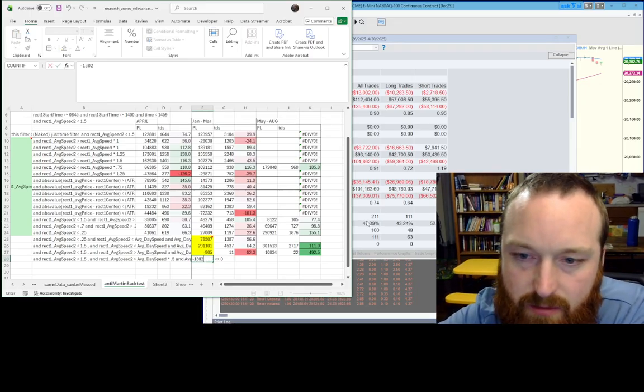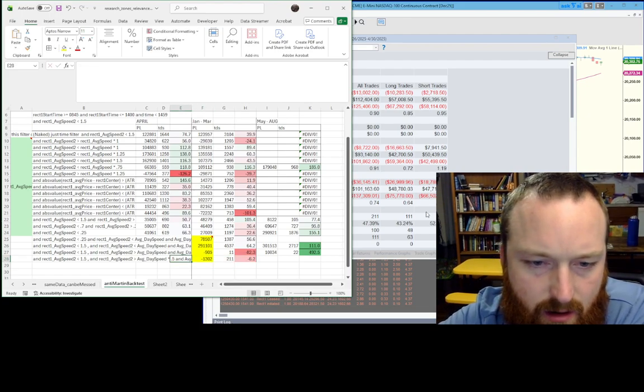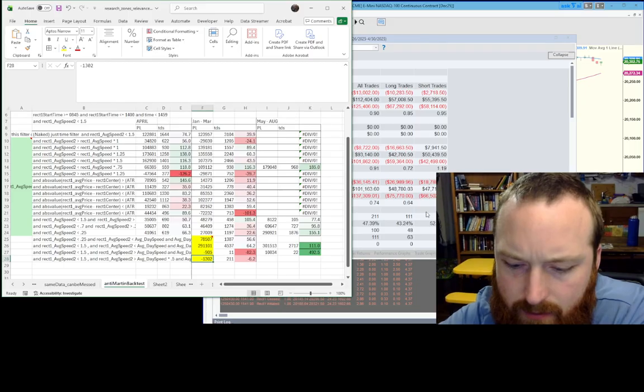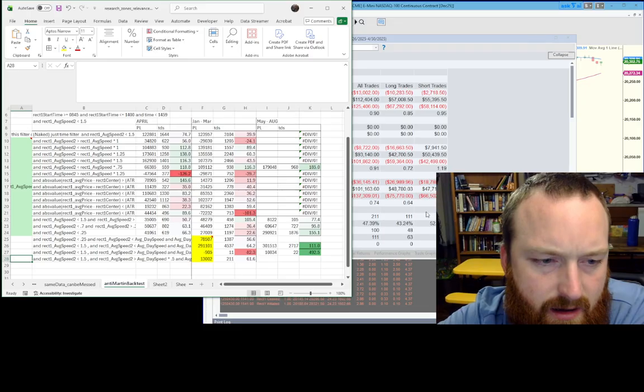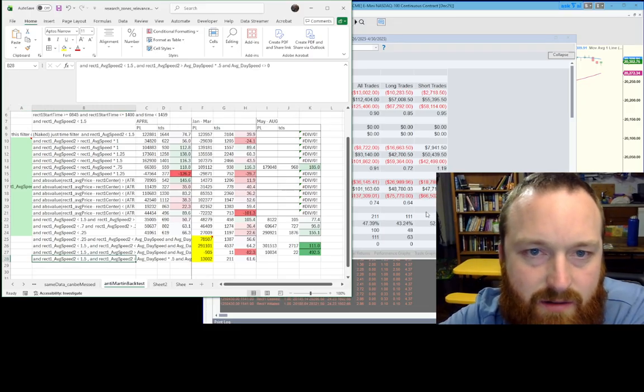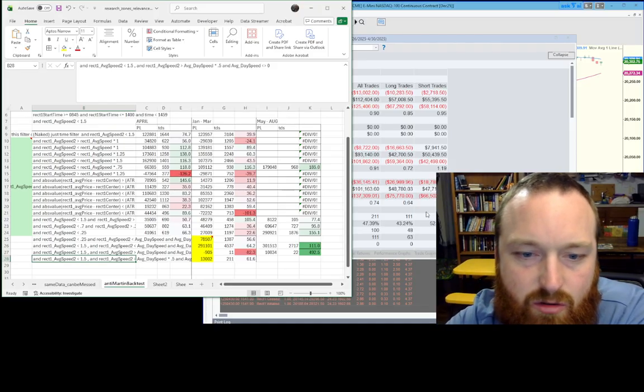Negative 1302. How many trades? 211. That's not very good. No, 13,000. But I must say, that's the wrong filter to have on it. You know? That's just the wrong filter to have on it.